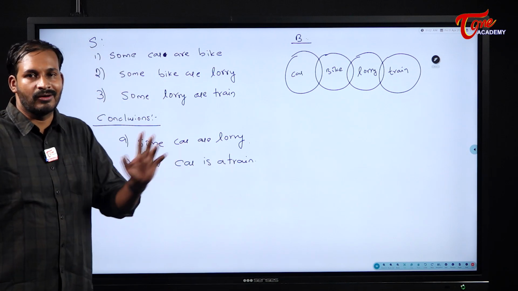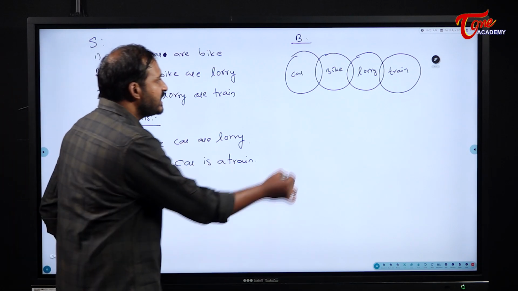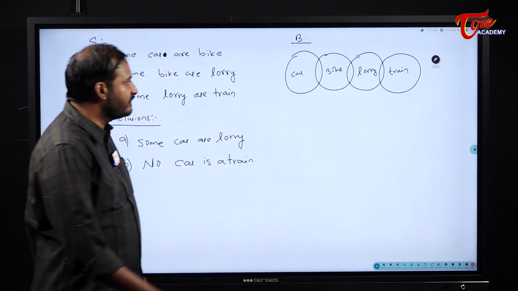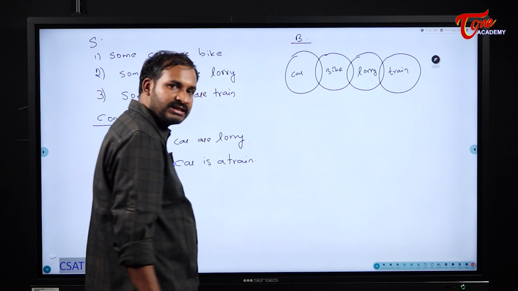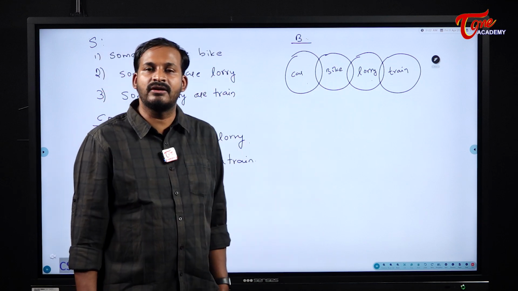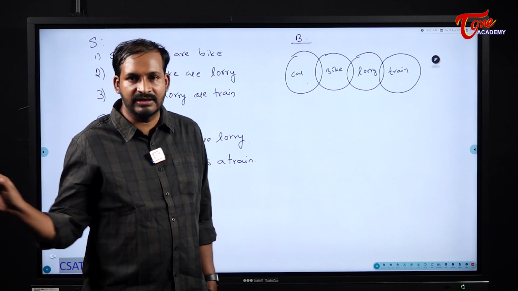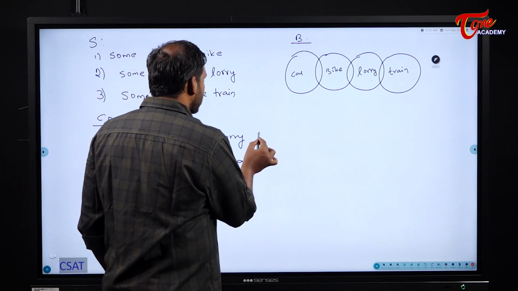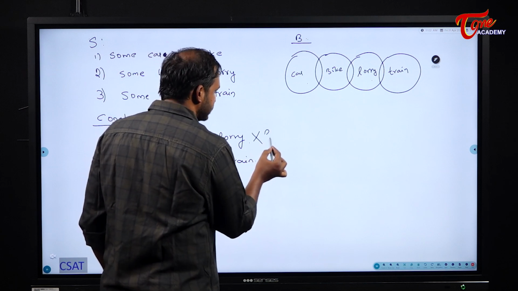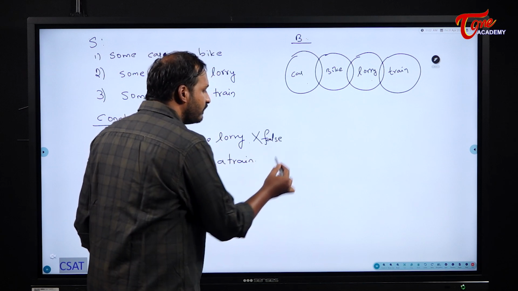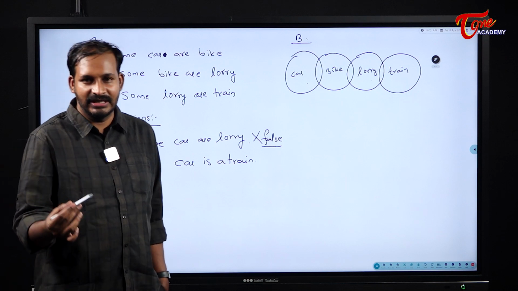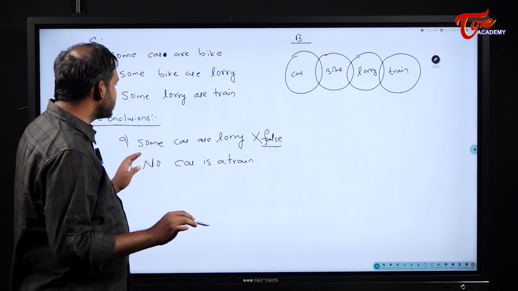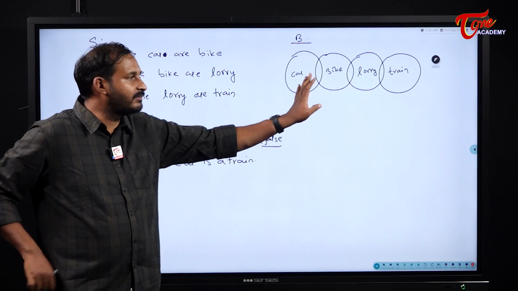Some car or lorry. Is there any relation between car and lorry? Are they intersecting with each other? No. They are not intersecting with each other. So, my first conclusion will not follow, or false. See students, I will use the word false and true. It will be easy. You should convert that into follow or unfollow. Some car or lorry, that is false from the basic diagram.